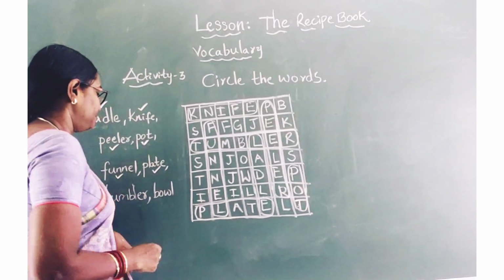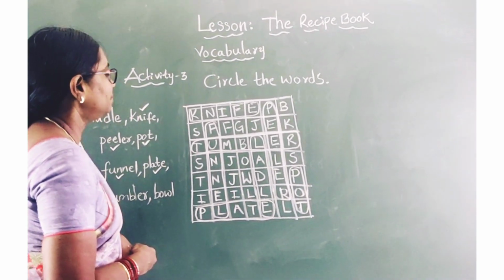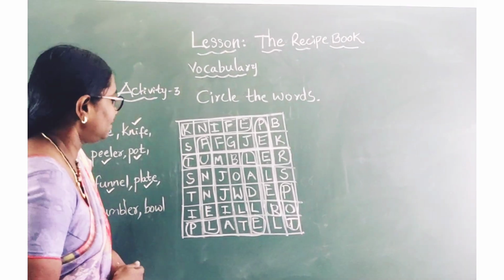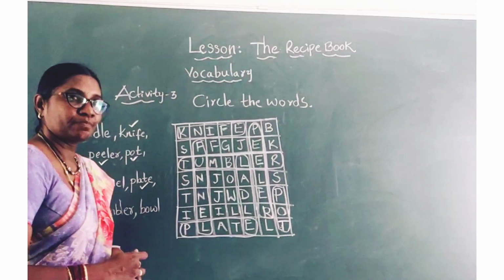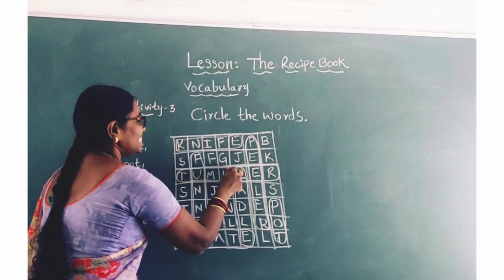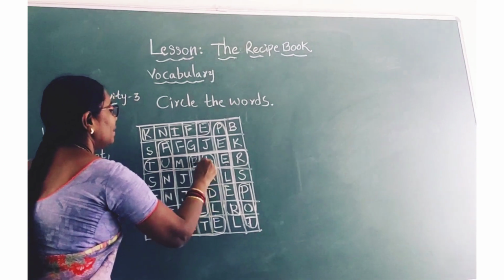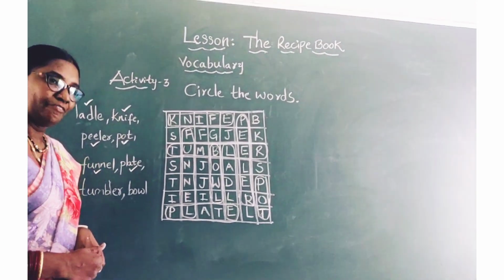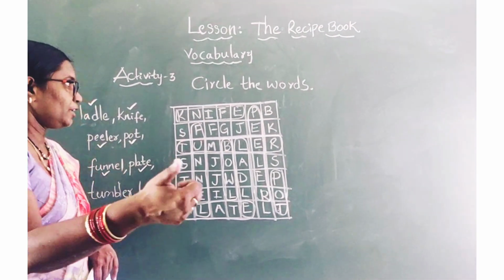And last one, the word bowl. We have to find out where is the bowl. Come on, children, tell me please. If you tell me, I will complete the grid. Okay, tell me. Indu? Oh, yes. Here it is. B-O-W-L, bowl. Very good. Indu, you have done a very good job. Well done. Keep it up. Congratulations. My dear children, you have all done a very good job.